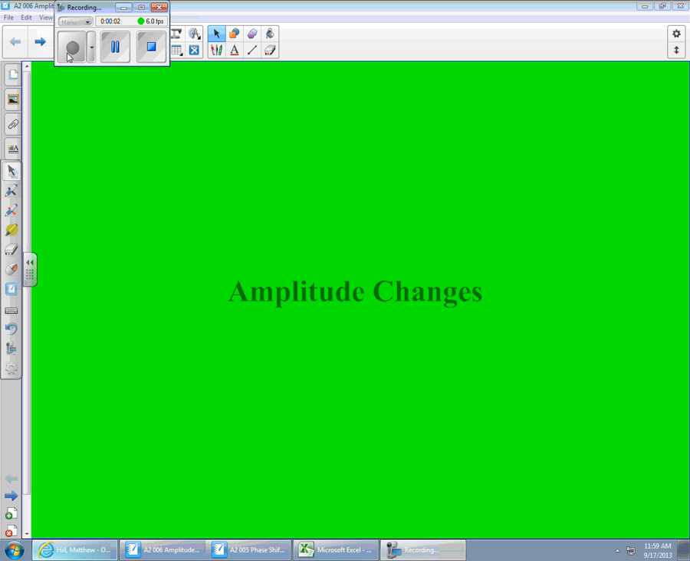All right, students, this is a copy of the notes that we will be covering together in class on Wednesday, September the 18th. Thought I'd go ahead and do a recording of it and post it just in case anybody was wanting to get ahead, but we will be discussing these notes in class on Wednesday. Today's topic is amplitude changes.